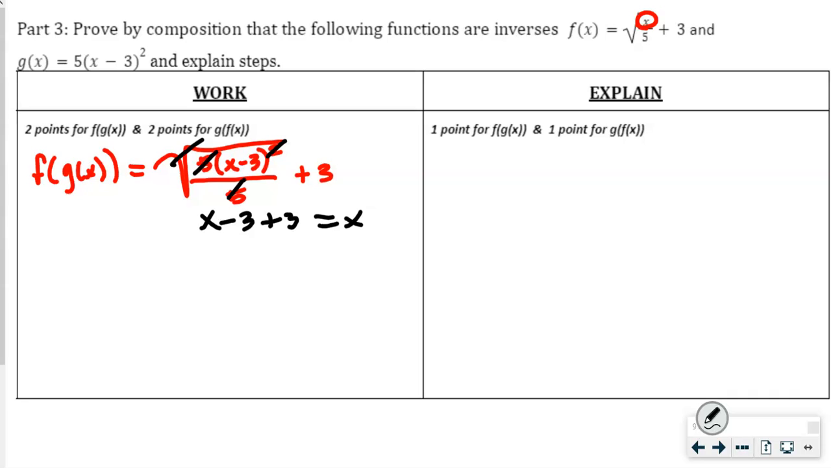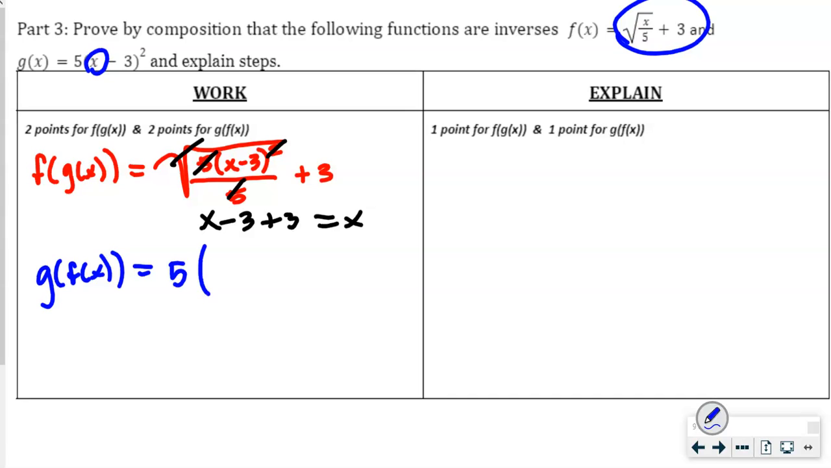Now let's do the other one. Let's do g of f of x. So now we're going to take this function up here, and we're going to put it in for that x right there. On this one, we're going to say 5 times, and I'm going to put in parentheses, another set of parentheses here. This is the square root of x over 5 plus 3, and then we've got a minus 3, and then we've got a squared, okay?